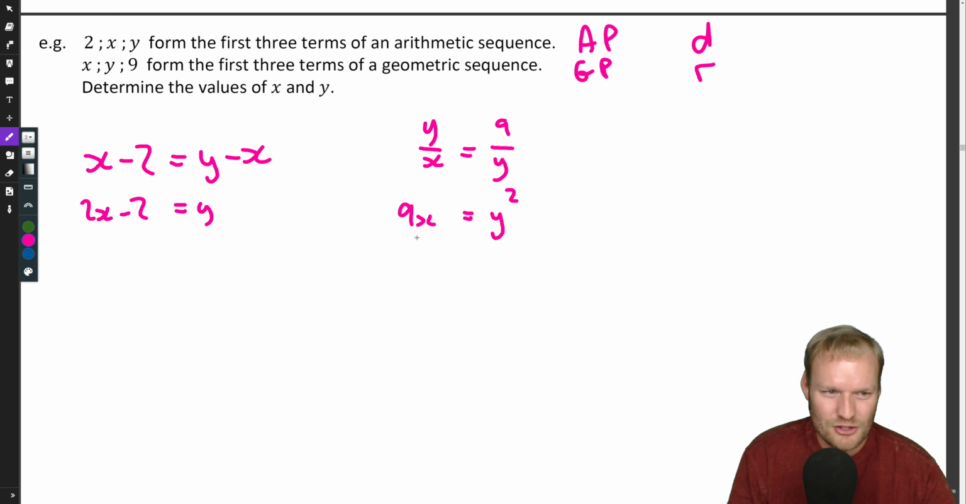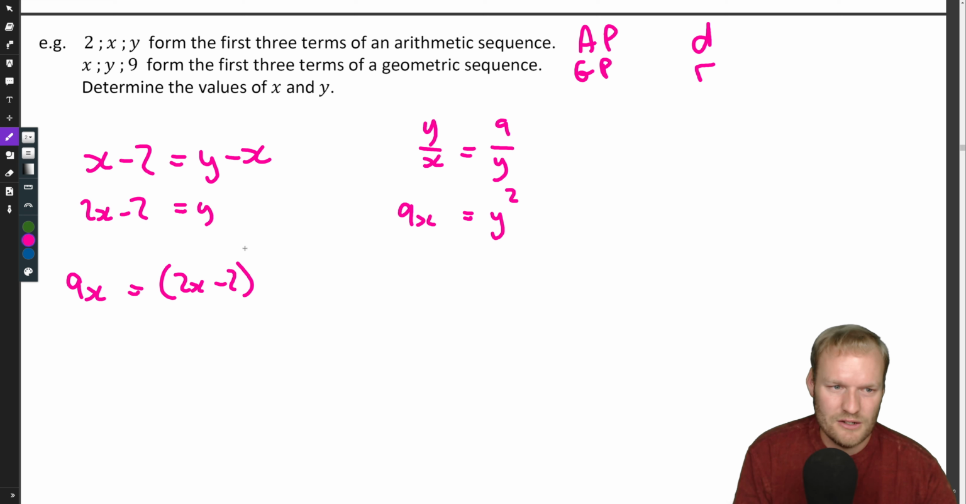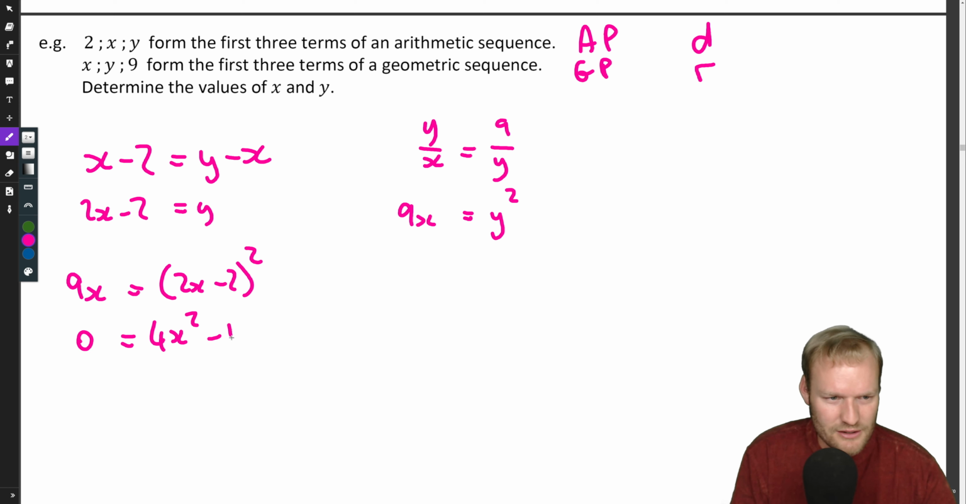I'm going to replace y, well, y is 2x - 2, so 9x = y squared, and therefore you can solve that equation. However you like to solve simultaneously, maybe in a different way, but I can see a quadratic coming up here, two solutions. So we can multiply this out, and we'll get 0 = 4x squared - 17x + 4, because that's 4x squared - 8x + 4 minus the 9x. And we know that we can factorize that.